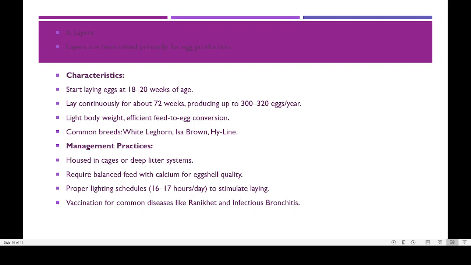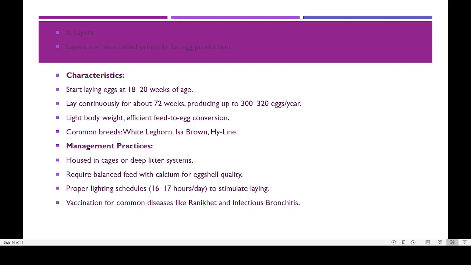Then second is the layers. In the case of layers, they start laying at 18 to 20 weeks. That is the number of weeks usually taken by egg laying breeds. They lay continuously for 72 weeks, producing 300 to 320 eggs. So if you are rearing hens for producing eggs, breeds like White Leghorn, Isa Brown or Highline are some of the most efficient types of breed. Then lightweight, efficient feed to egg conversion. That's also a quality. Then they are housed in cages or deep litter system. That is an important thing that you have to keep in mind.